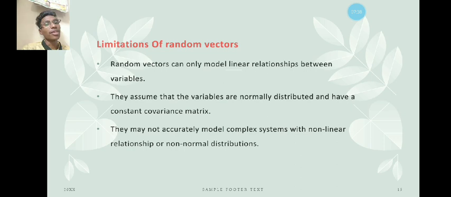Limitations of random vectors. Random vectors can only model linear relationships between variables. They assume that the variables are normally distributed and have a constant variance matrix. They may not accurately model complex systems with non-linear relationships or non-normal distributions.